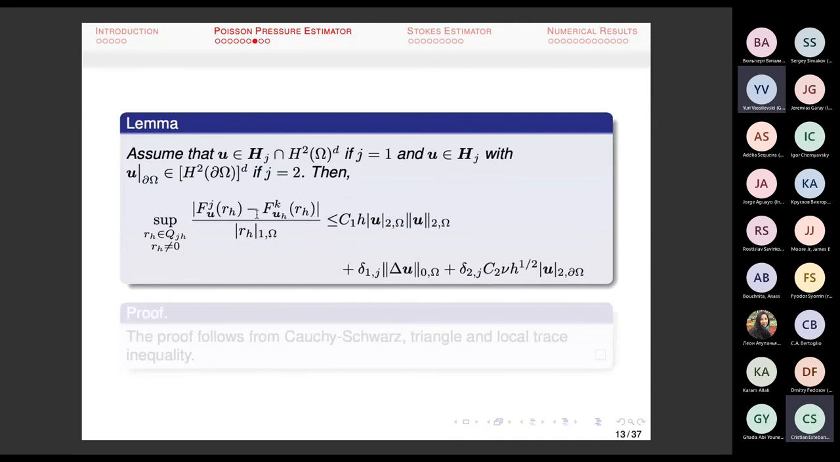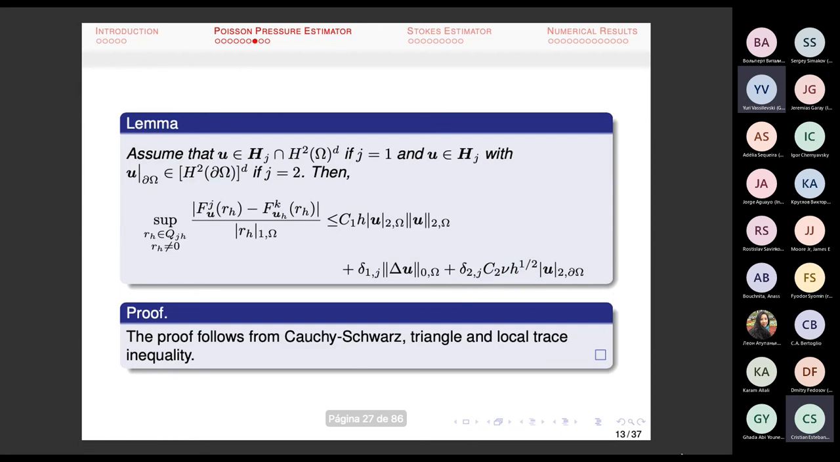The second result is an estimation for the supremum of the difference between the F continuous and F discrete. Here we have considered u continuous, and here we have considered u discrete. In this case, it's possible to raise an estimation of order h also. Here we have not h, and here we have order h^(1/2). The proof is similar to the previous case, using the Cauchy-Schwarz inequality, the triangle inequality, and in addition the local trace inequality.